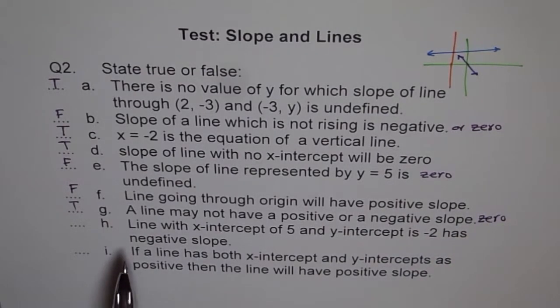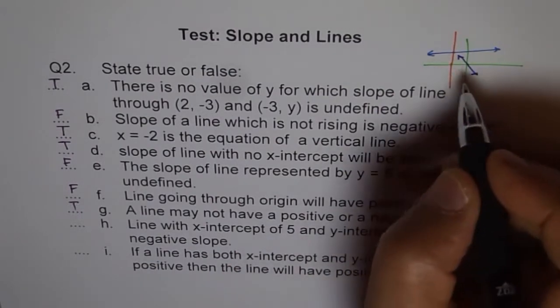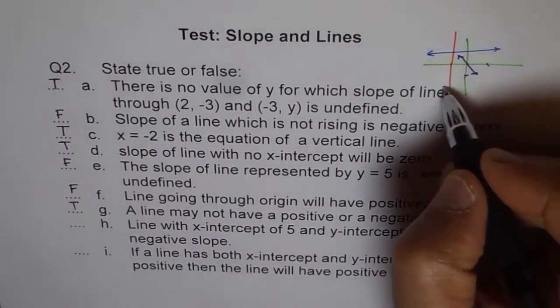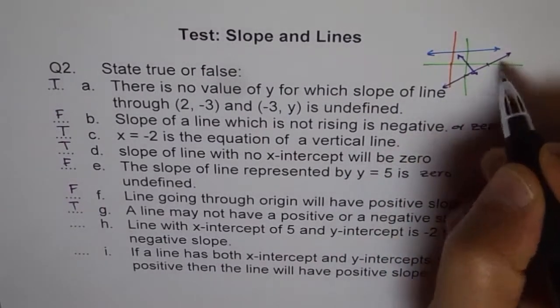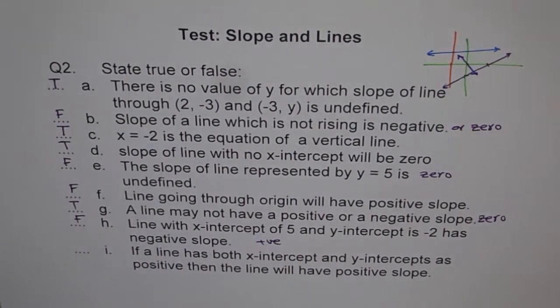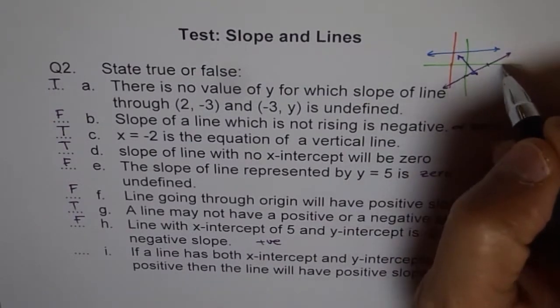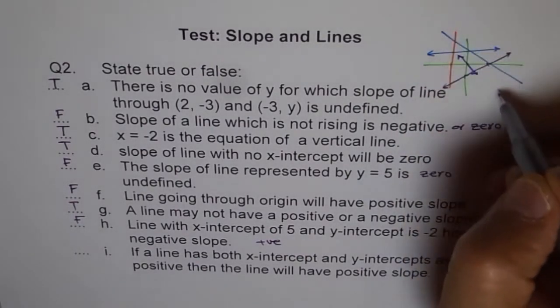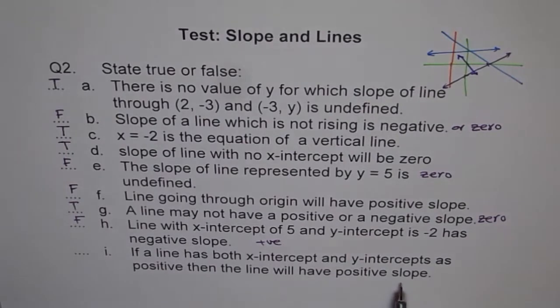That's the key word. H. A line with x-intercept of 5 and y-intercept of -2 has a negative slope. This is the line, right? What do you think? It has a positive slope, not negative, so it's false. I. If a line has both x-intercept and y-intercept positive, then the line will have positive slope. That means the line is kind of crossing like this, and it has a negative, not positive, slope. So this one is also false.